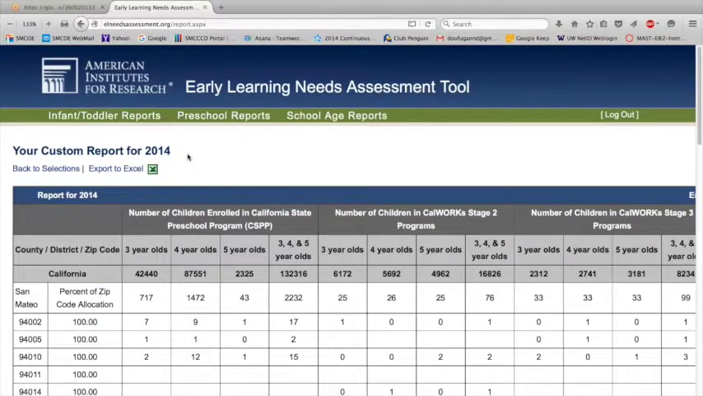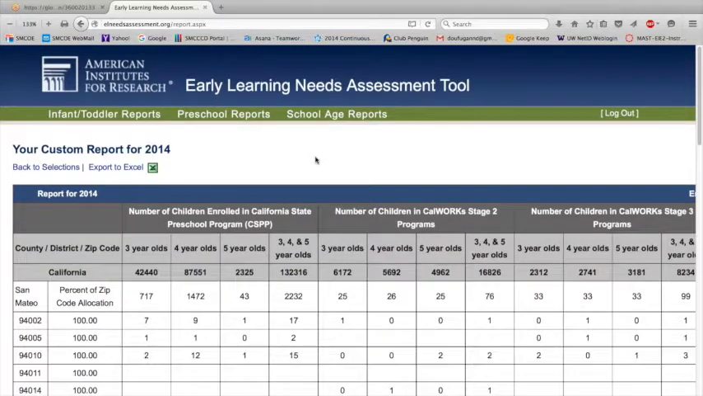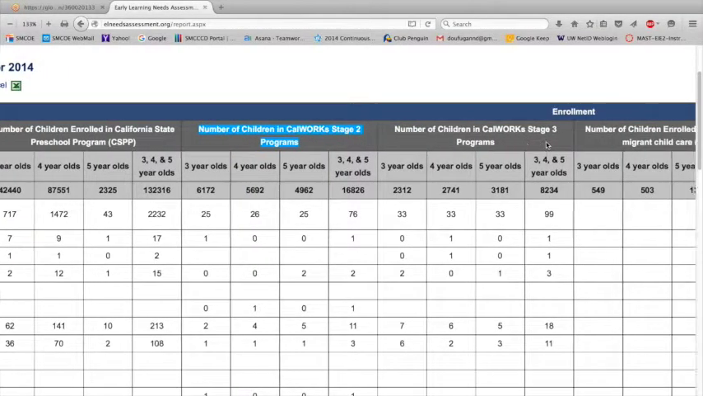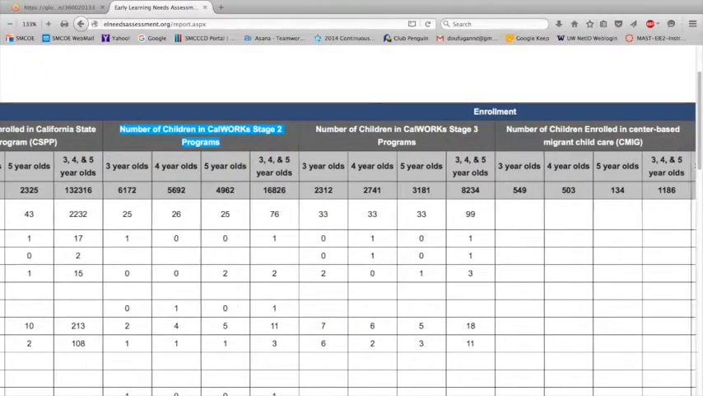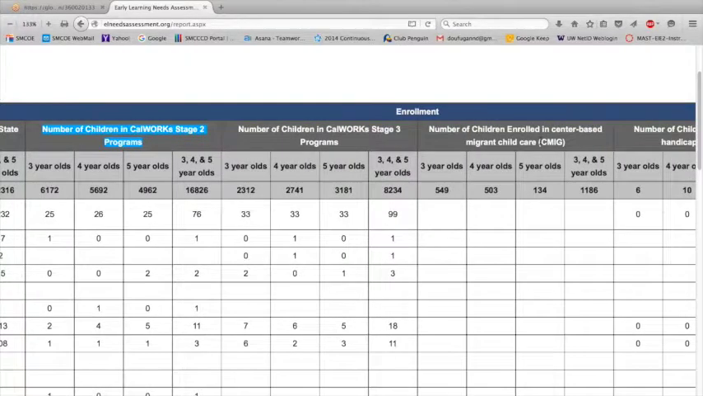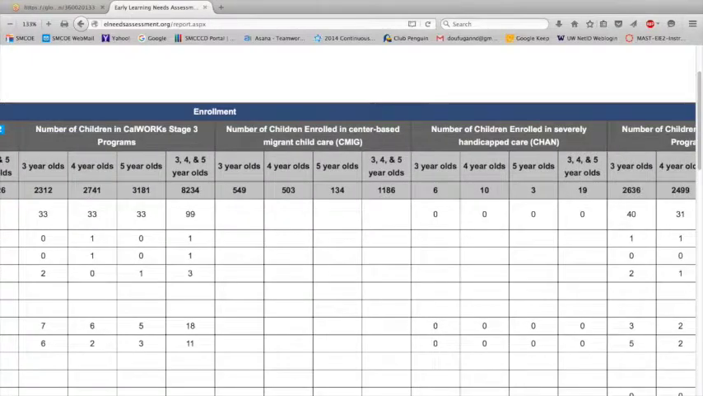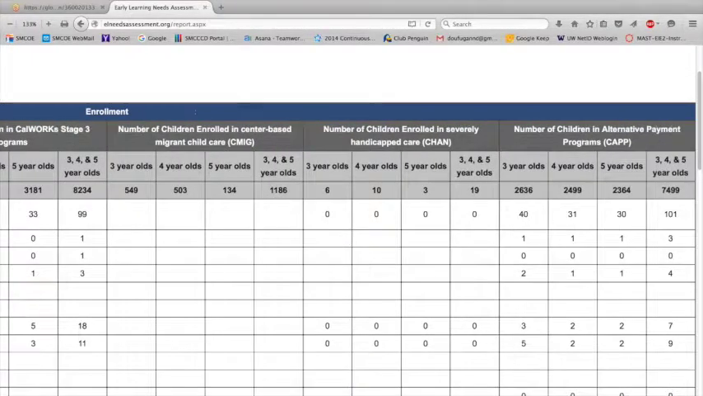Obviously, you don't know about Head Start from this. You only know about CSPP, but you also will see how much do I have in CalWORKs stage 2? How much do I have in stage 3? And if you have migrants, you're able to plug all of those into your spreadsheet to show what you have.